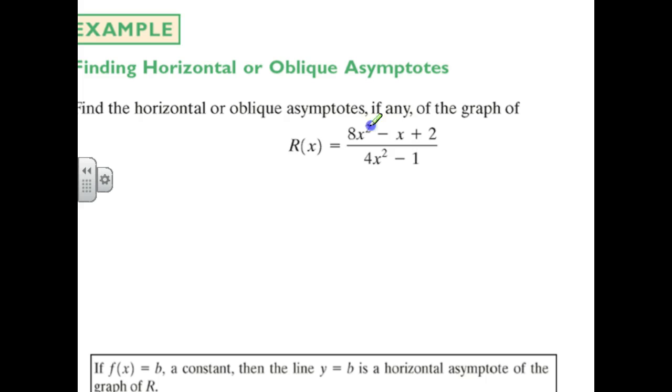Hey, if the degree of the numerator is equal to the degree of the denominator, all we have to do is look at the coefficients out front. So in this case, it's horizontal, not oblique, because the degrees are equal to each other. It would be 8/4, which is y equals 2.